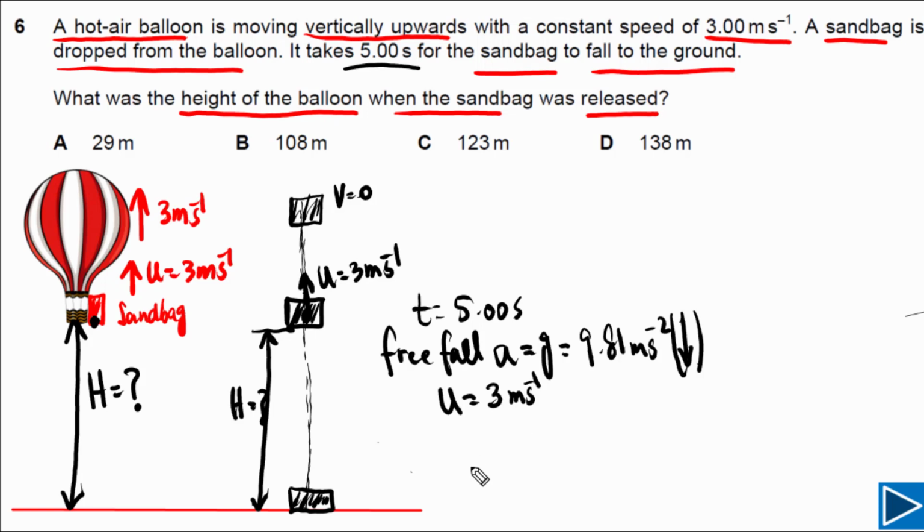What we need to find out now is the vertical displacement, from here to here. That vertical displacement is equal to the height. So the height is equal to the vertical displacement of the sandbag from the ground. So this is what we need to find. And the initial speed is upwards. We can also use an arrow to show that the speed is upwards.